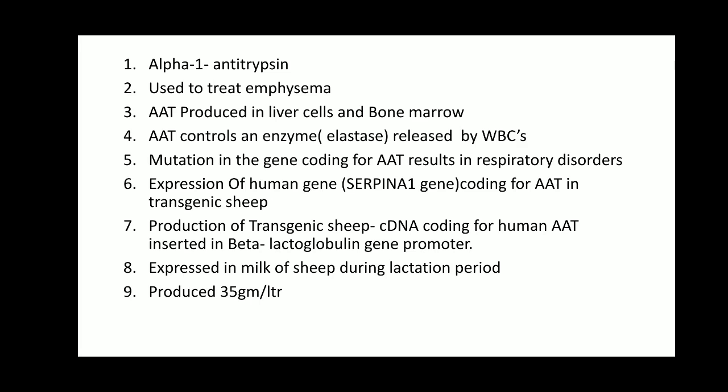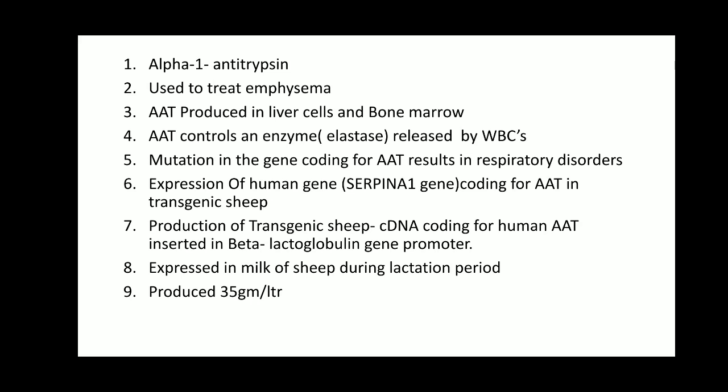Later when the yield is calculated, the transgenic sheep is able to produce 35 grams of alpha 1 antitrypsin per liter of milk. Each liter of milk contains 35 grams of alpha 1 antitrypsin, right? So this is one of the biological products that is produced using transgenic animals, especially the transgenic sheep.